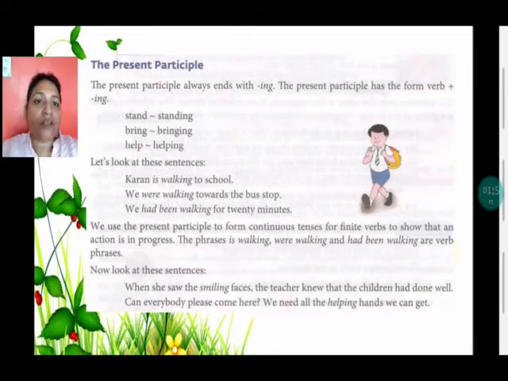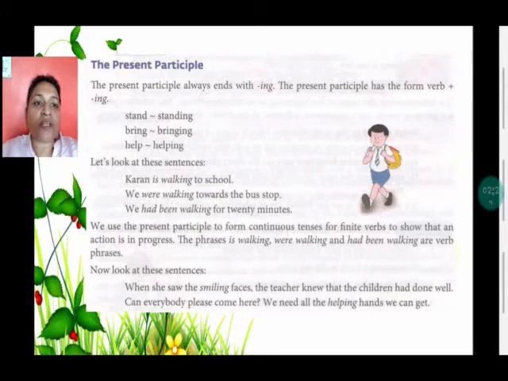Present participle. The present participle always ends with ing. The present participle has the form verb plus ing. Stand, standing, help, helping. For example, Karan is walking to school. We were walking towards the bus stop. Now these are the examples of present participle.